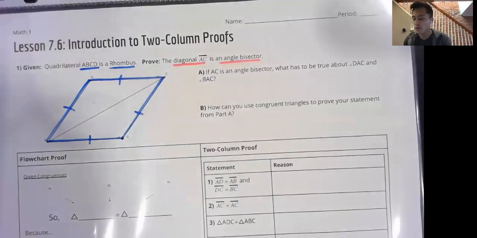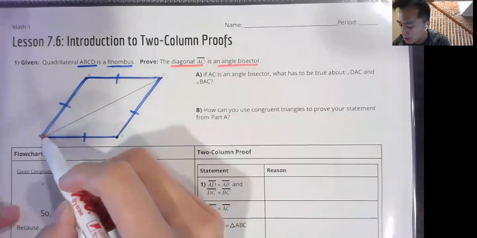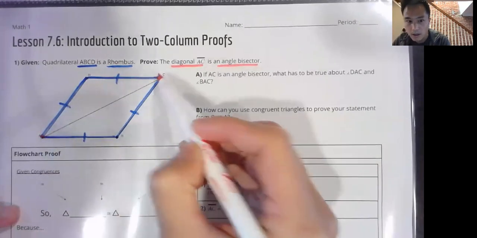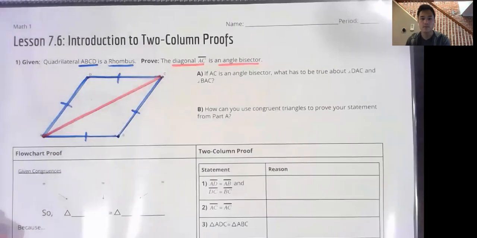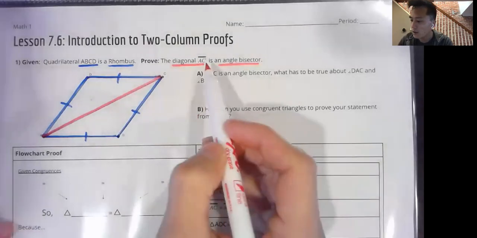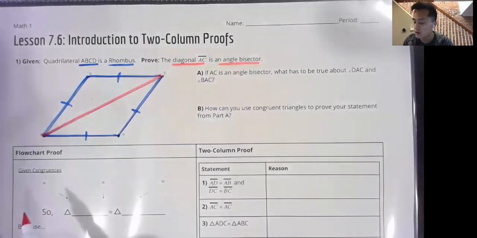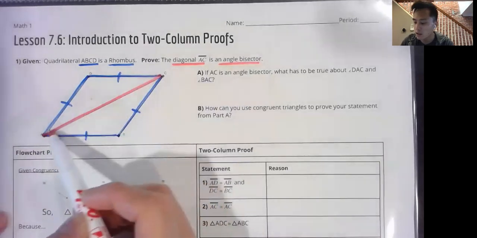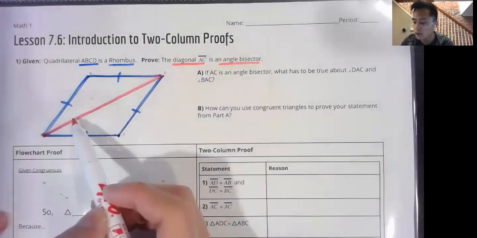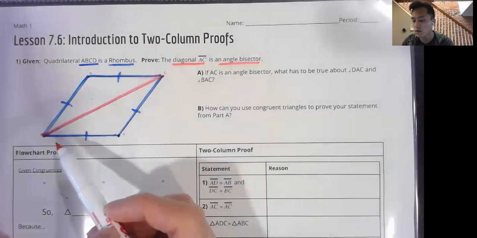And what we're being asked to prove is that the diagonal AC, so a diagonal is the segment that goes from point A to point C, so that's here, and that it's an angle bisector. So remember, the definition of an angle bisector is a line that splits an angle into two equal parts, into two congruent measures.